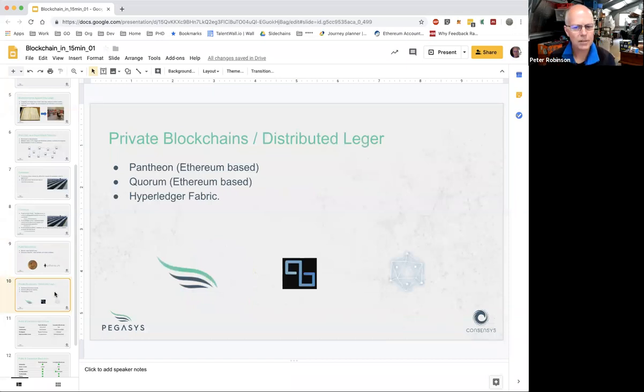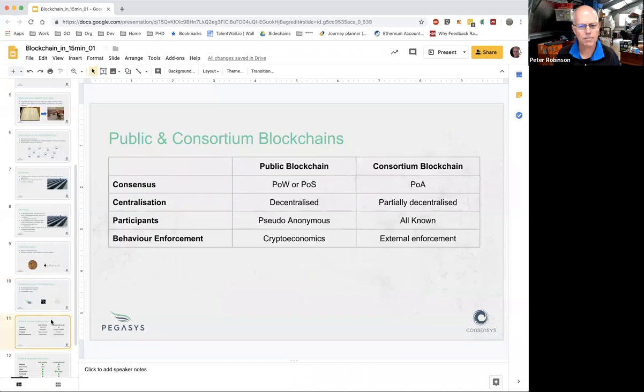There are also private blockchains or distributed ledger platforms. Pantheon, which is an Ethereum-based one, is one that the group I work for has developed. There's Quorum, which JP Morgan created, and there's Hyperledger Fabric, which IBM created and then donated to the Hyperledger Foundation. They do things in slightly different ways, and there are slightly different properties, but they all work on essentially proof of authority style consensus algorithms.